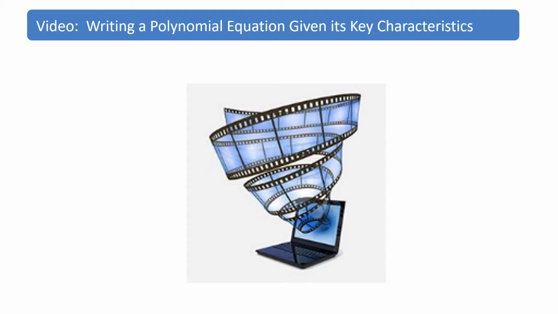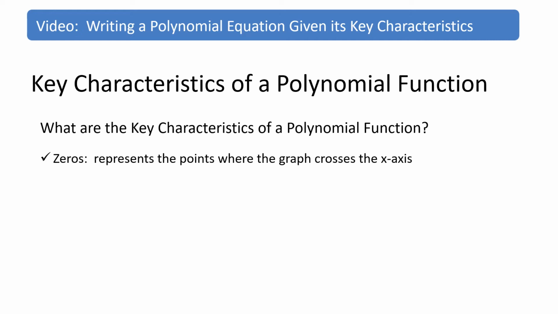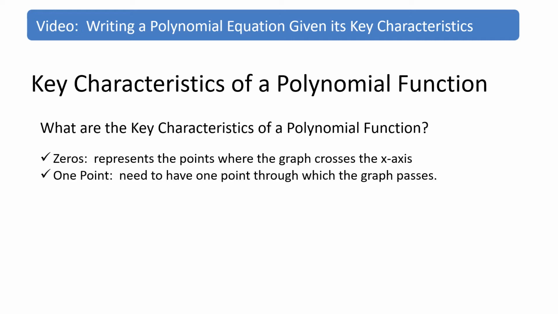Writing a polynomial equation given its key characteristics. What are the key characteristics of a polynomial function? Zeros, x-intercepts, or roots. These points represent the points on the graph where it crosses the x-axis. You would need an additional point, a point that the graph will pass through.